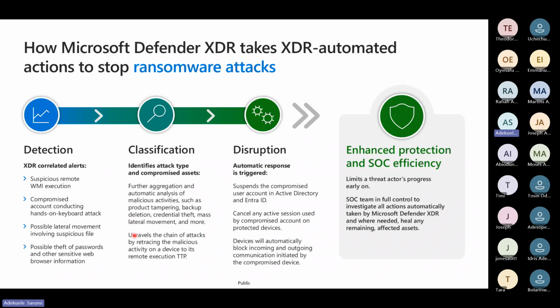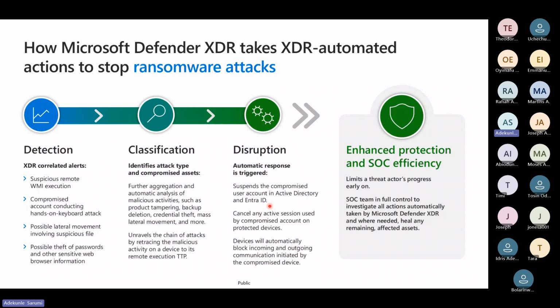Then the most important part is the disruption. So this is where the response is coming in. It disrupts that attack before it even gets to the next stage. It suspends the compromised user in Active Directory and in Entra ID. Why in Active Directory is when you have a hybrid state where you have accounts running from on-prem and the cloud. It disrupts this user account from that standpoint. It also cancels any active session used by the compromised account. So revoking user sessions, multi-factor sessions, it immediately cancels all those.